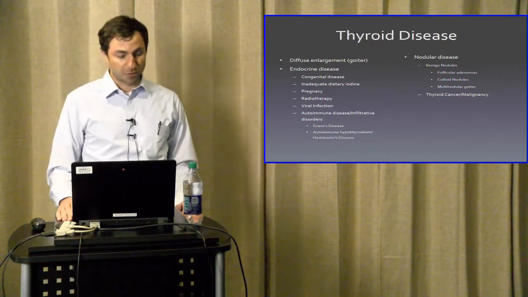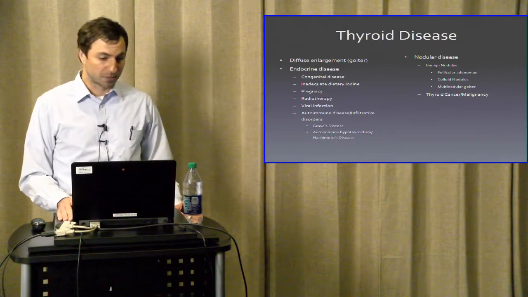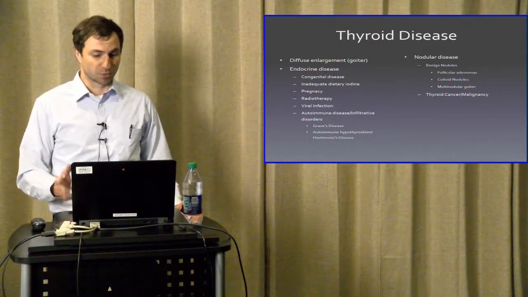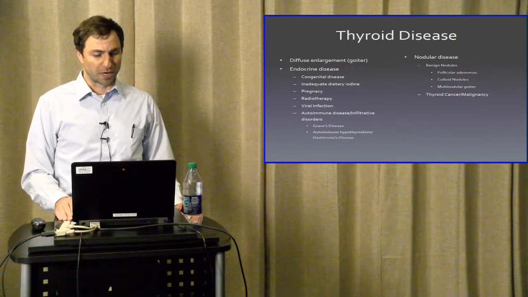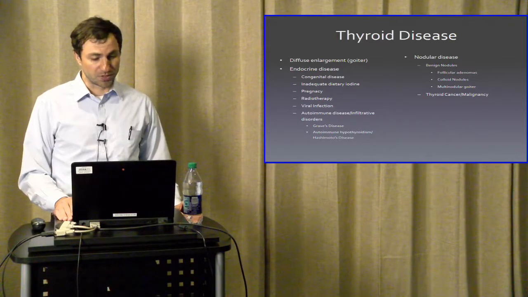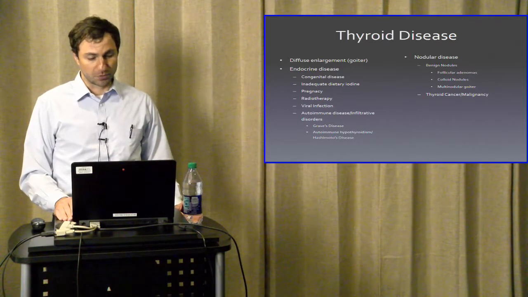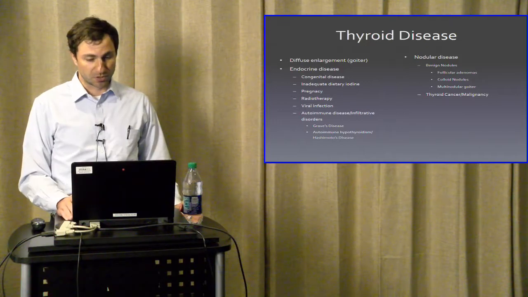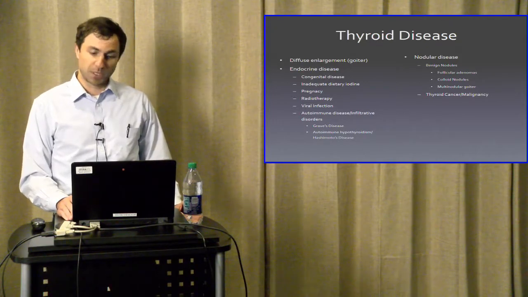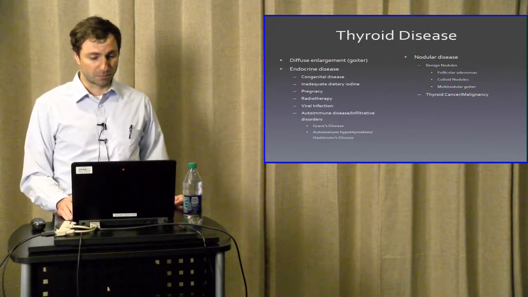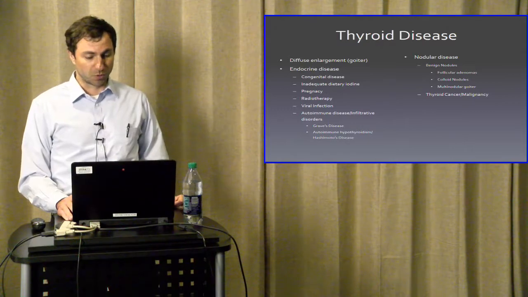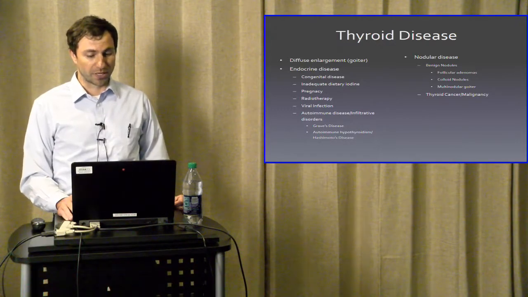When you're talking about thyroid disease, basically it's broken down into these groups. We have diffuse enlargement, goiter, endocrine disease, with a variety of different causes, including the autoimmune diseases that we're all relatively familiar with, Graves' disease and Hashimoto's. And then there's nodular disease, which is broken down into benign disease, including the most common causes of thyroid nodules, adenomas, colloid nodules, and multinodular goiter. And then there's thyroid cancer or malignancy.